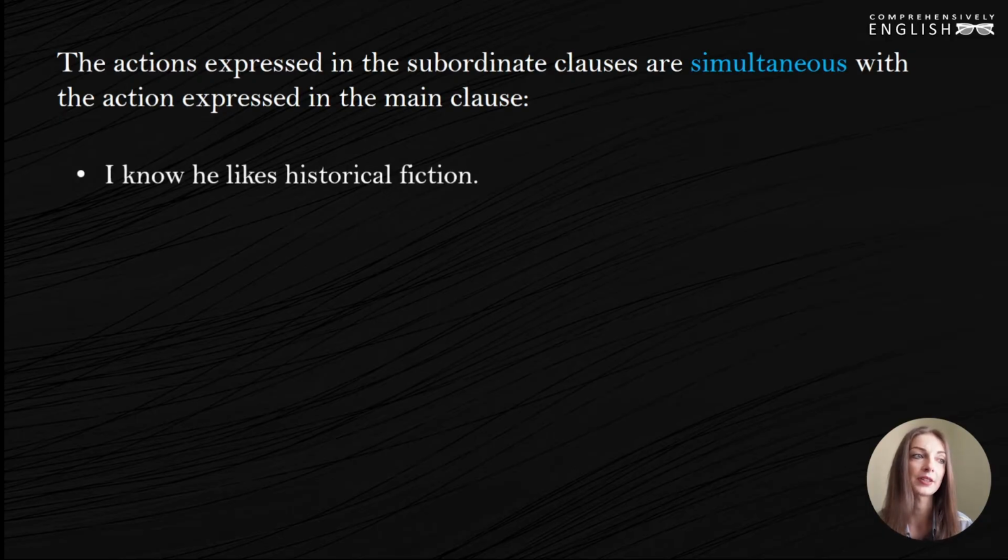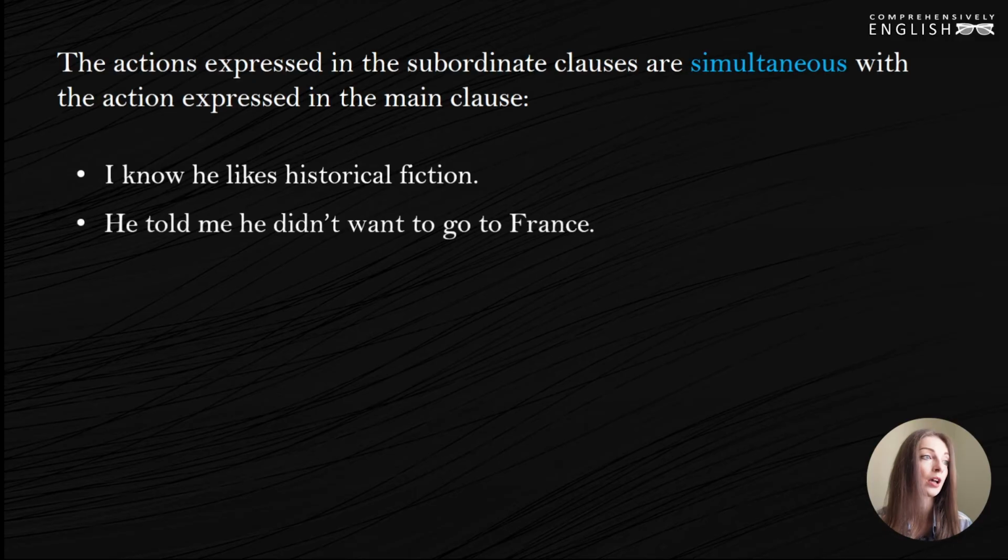I know he likes historical fiction. I know now, he likes now, in general. So the present simple tense is used in both clauses because the actions are simultaneous. He told me he didn't want to go to France. The past simple tense is used in both clauses because the actions are simultaneous.